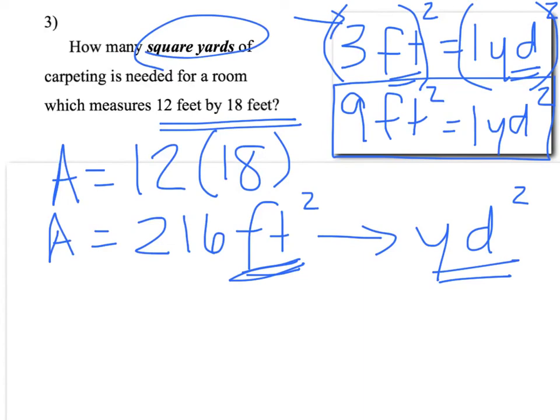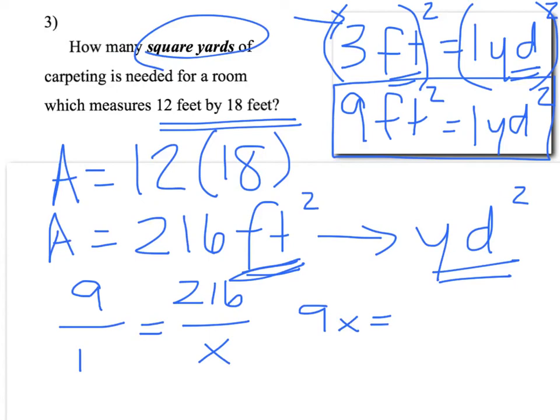So if I set up my proportion, 9 square feet is to 1 square yard as 216 square feet is to X yards. Cross product, I get 9X is equal to 216. Now I have to divide by 9. Some of you are only dividing by 3. You didn't change your conversion factor. So in this case, we get X equals 24, which leads us to the same answer as method 1, that the room would need 24 square yards of carpeting.